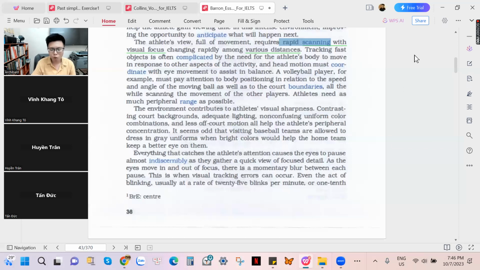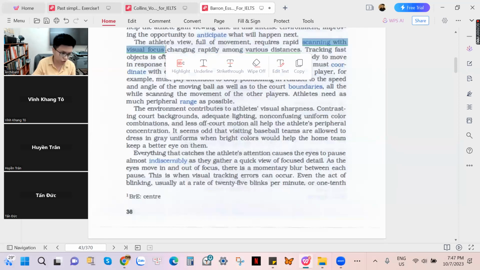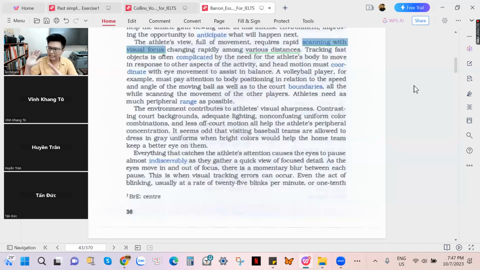All right. And when the athlete scans by his eyes very fast, he needs to focus too. Because when you look at things very fast, somehow you don't focus. It's like I look at the screen very fast, like this, but I don't think about anything. I just look at the screen. So that is the difference between a professional person and a normal person. I don't work with computers.